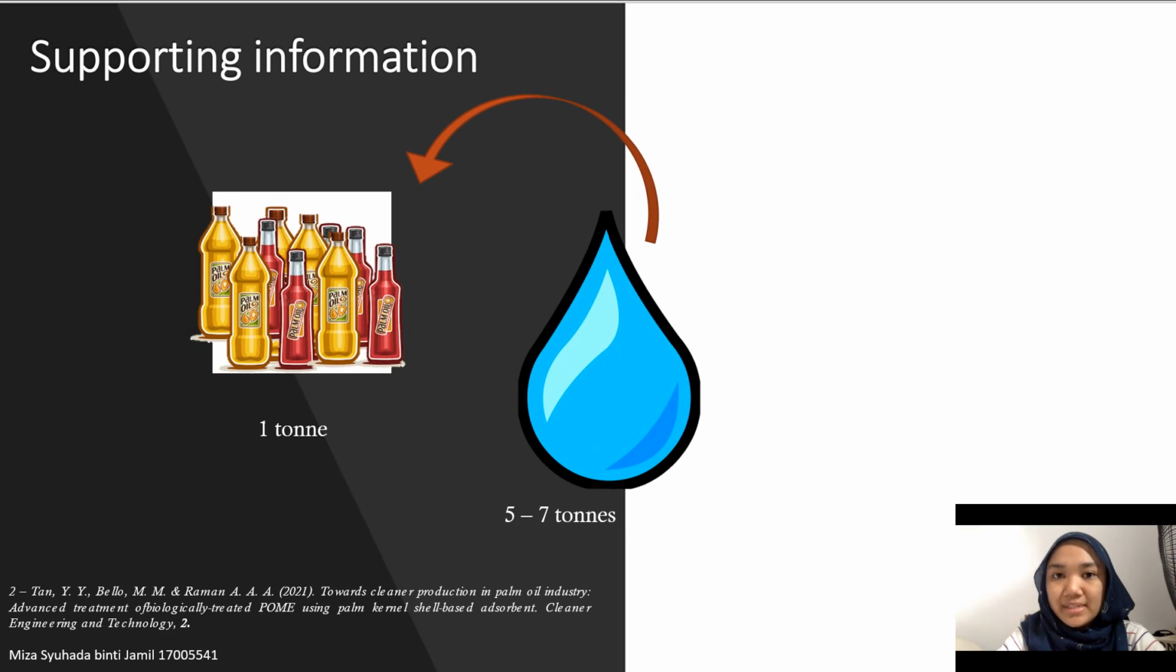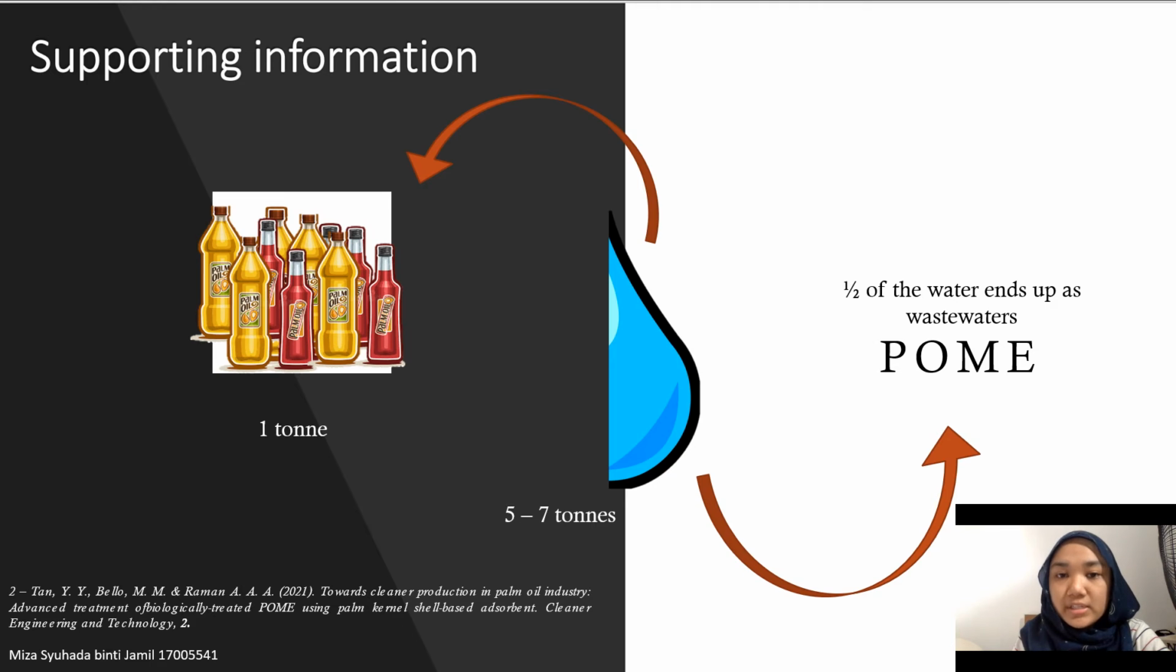Hi, I am Miza, and now we're going to continue to talk about the statistical analysis and the results obtained from the literature review. One of the ideas is that from 1 ton of crude palm oil, we're using up to 5 to 7 tons of water, and up to half of that water ends up as wastewater, or we can simplify it as POME, which is the palm oil mill effluent, and that is the main intent of the study today.